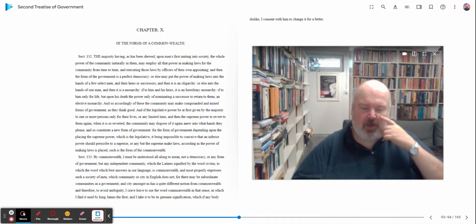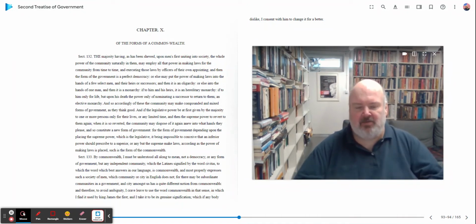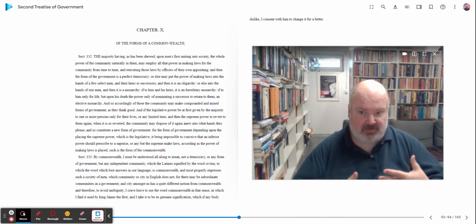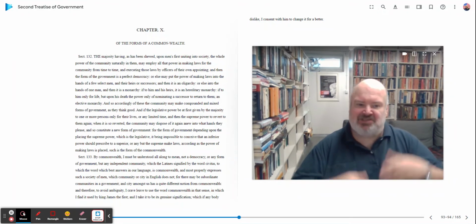Last time we met, we looked over Chapter 9, about the ends of political society and government. Today we're looking at the forms of a commonwealth. That's Chapter 10. This is a small chapter.